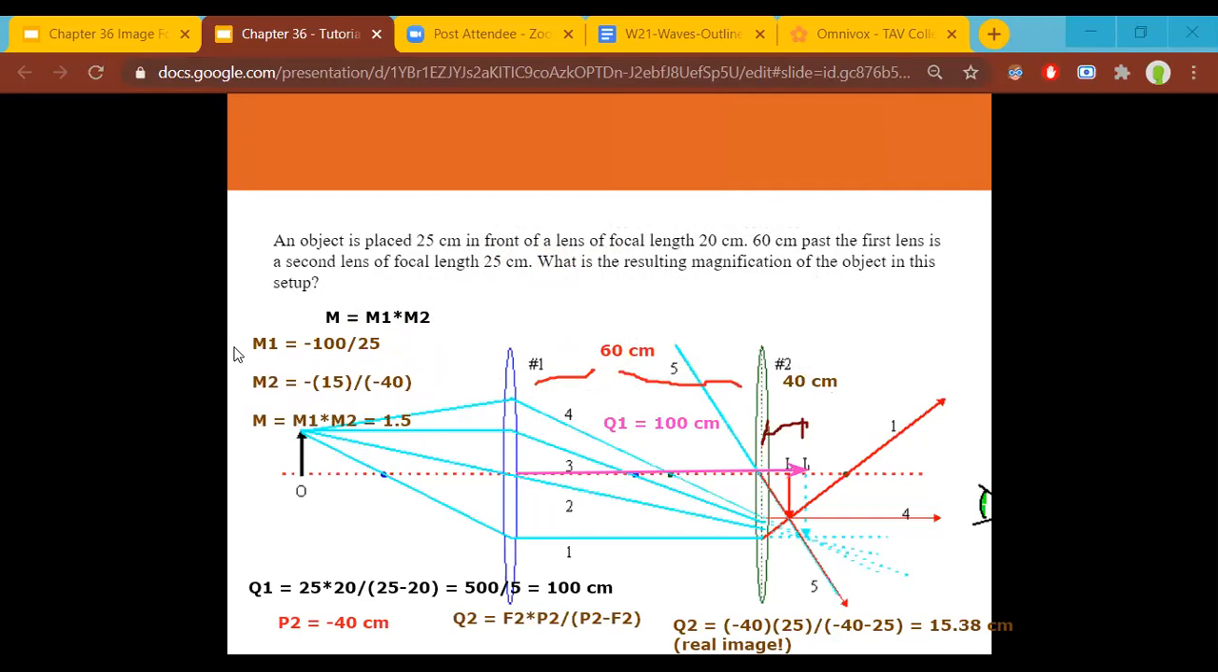The fact that it's positive tells you that the image ends up being upright, and the reason is the two lenses. Normally a single lens making a real image produces an image that ends up upside down, but because of the two lens setup, you end up with a real image that's actually right side up.